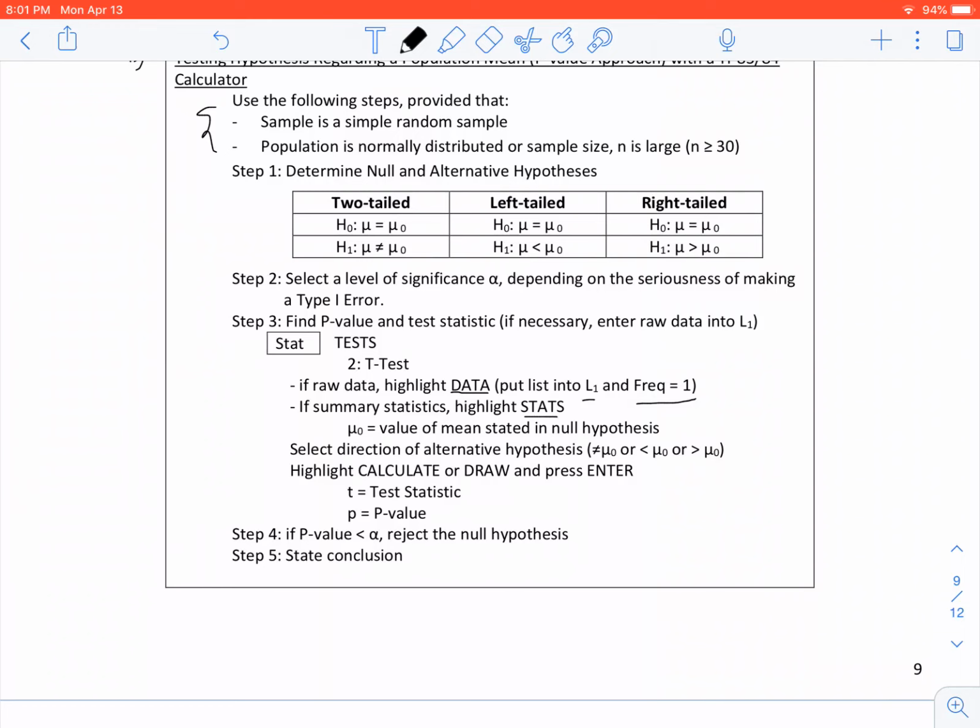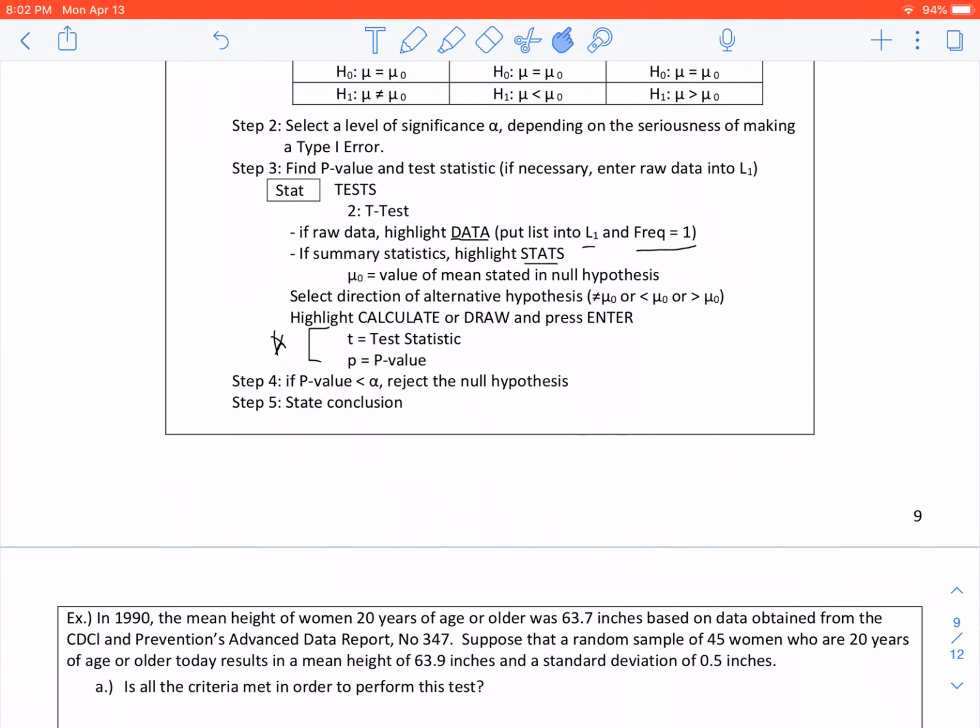Highlight calculate, and then you're given two values that are important to us. One is the test statistic. This time it is a t test statistic since we're using the t-distribution. And p is our p-value. And then the testing is done exactly the same as we saw last chapter. If the p-value is less than alpha, we reject our null hypothesis and then state the conclusion.